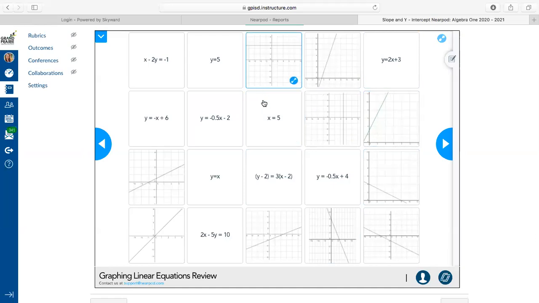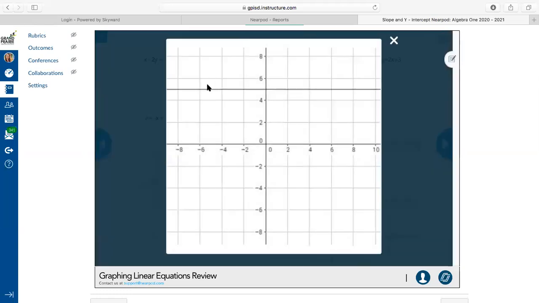All right. So the one I'm giving you the answer to is this one right here. This is a horizontal line. I didn't teach you what the equation would be, but on a horizontal line, the equation is a y equals equation, and this is at the 5 on the y. So the one that goes with this one is y equals 5.